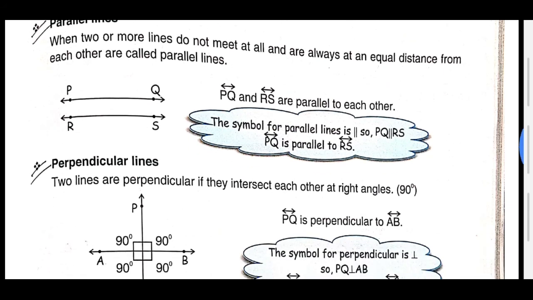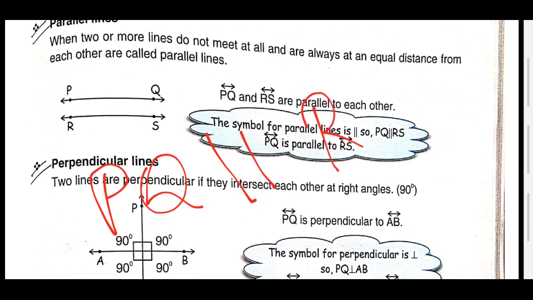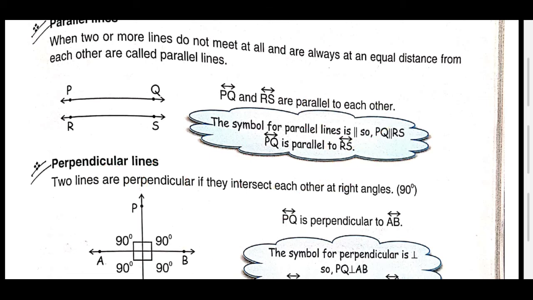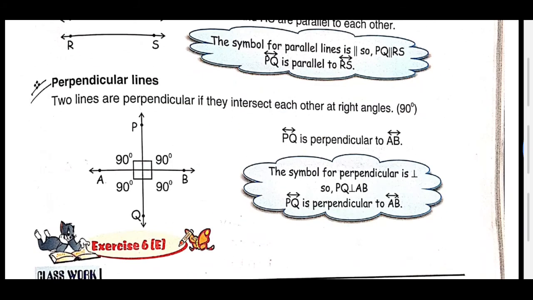And what is the symbol? The symbol is like that. For PQ and RS, it is known as the sign of parallel. So you write PQ parallel RS. The perpendicular line symbol is like that. You have to write a reverse T. Like that we have to draw the T. So you write here the reverse T, the symbol of perpendicular.